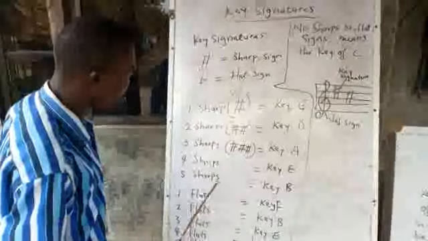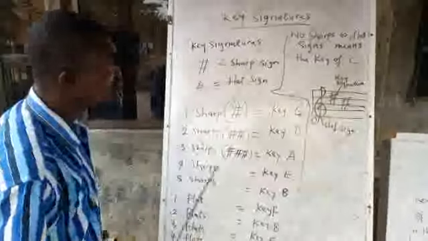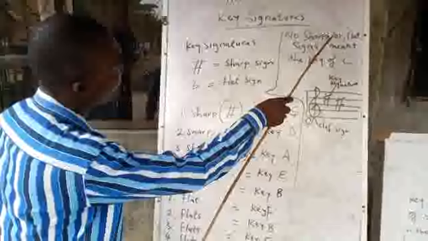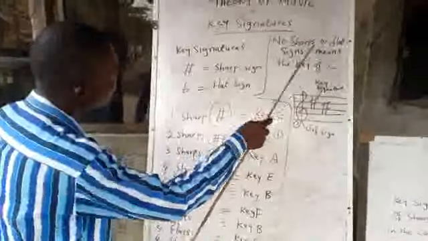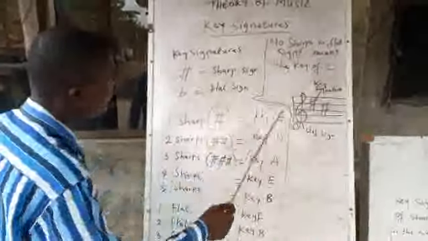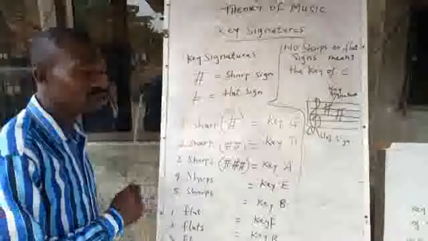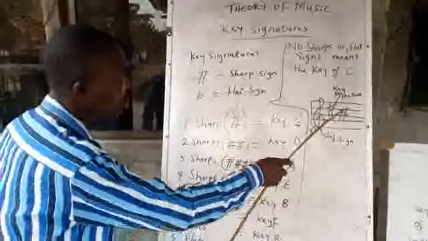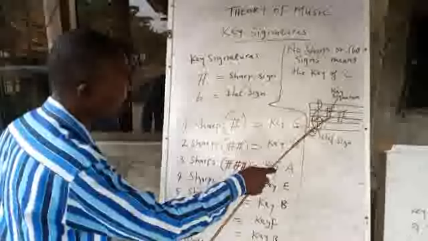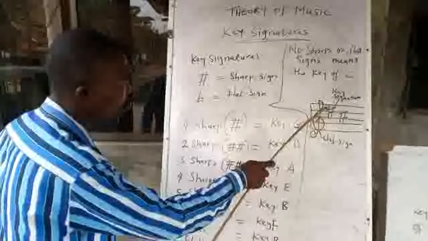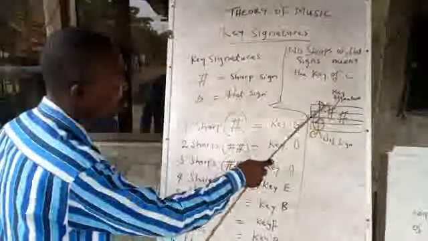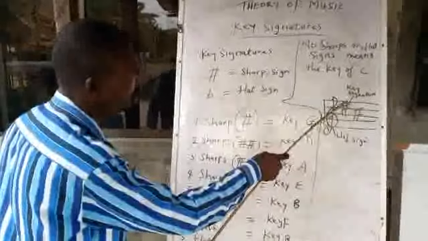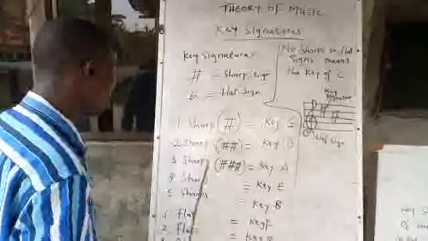No sharp or flat sign means the key of C. That is, the key of C in a piece of music has none of these signs. You will not find any of these things at the beginning of the staff. So everything here will be free, there will be no sign at all. So it means that you are working on the key of C.